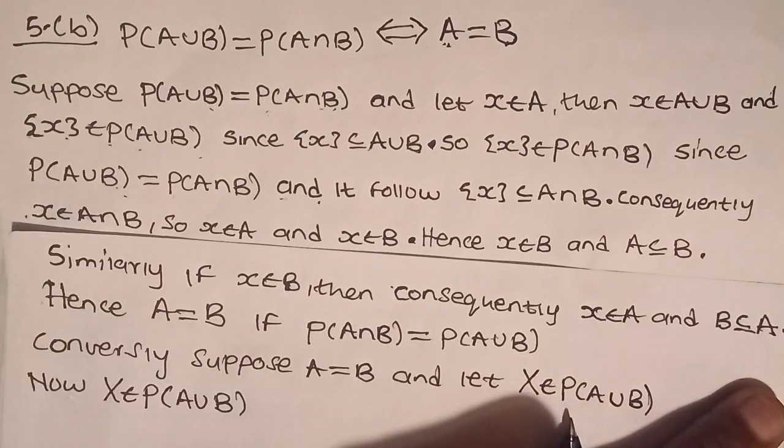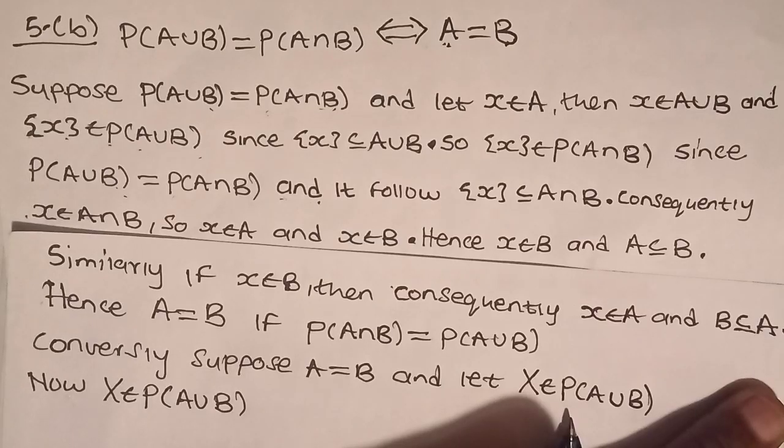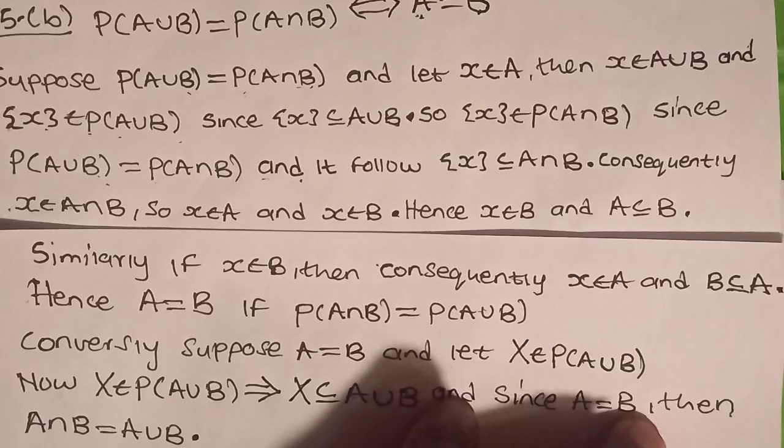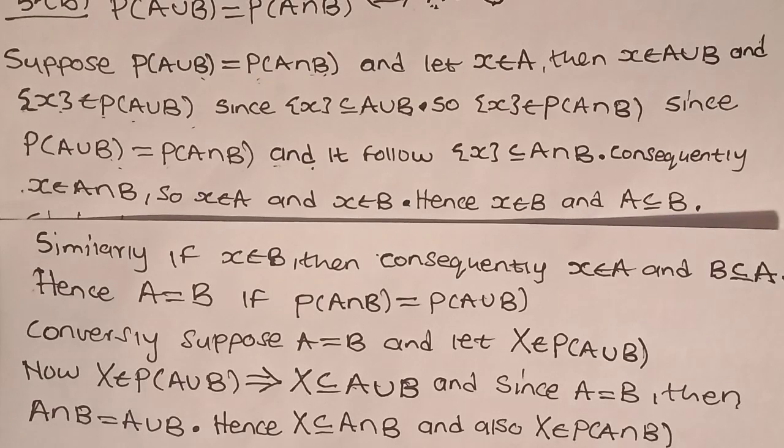Now, capital X an element of the power set of A union B will imply that capital X is a subset of A union B. And since set A equals set B, then A intersect B is the same as A union B. Hence, capital X is also a subset of A intersect B, and it will be an element of the power set of A intersect B. And this indeed proves that the power set of A union B is a subset of the power set of A intersect B. Since we assumed capital X is an element of the power set of A union B, we have shown that capital X is an element of the power set of A intersect B.